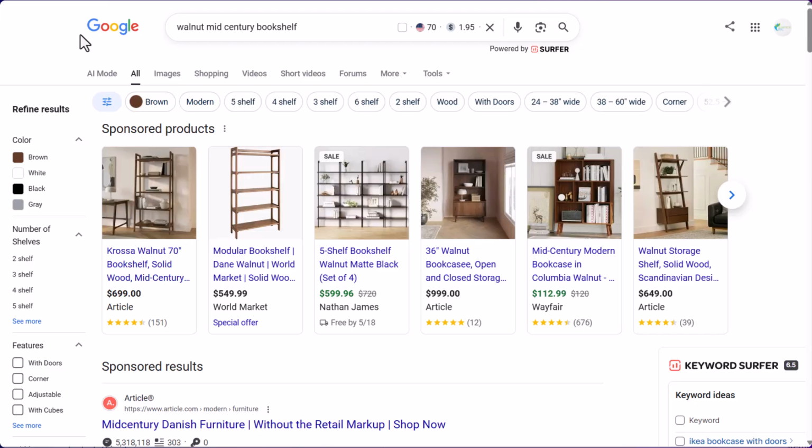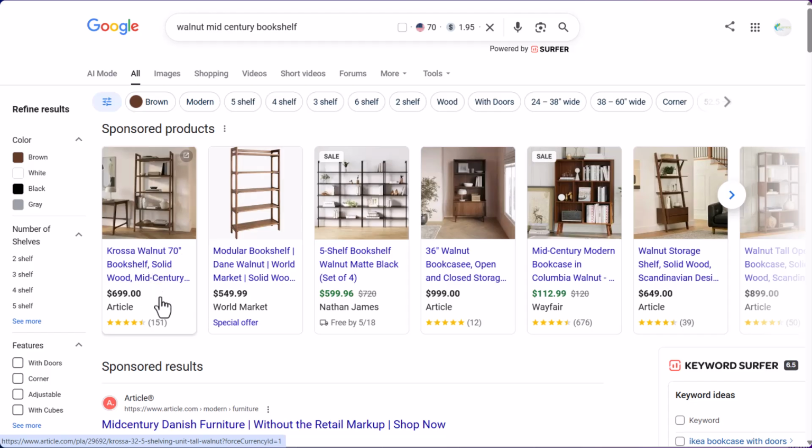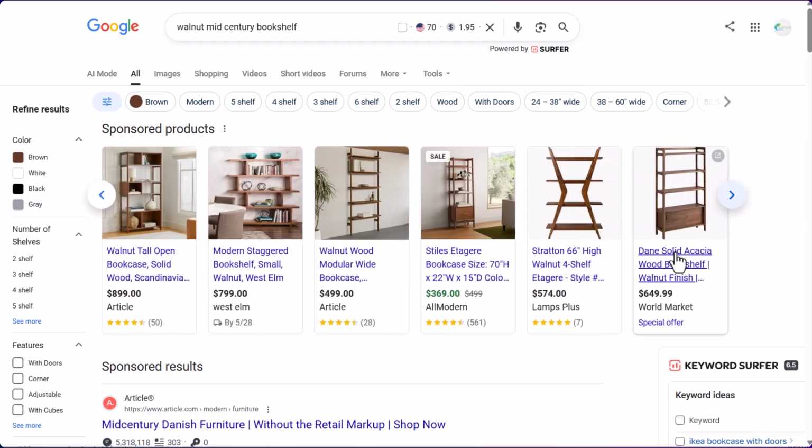Now, from a search campaign perspective, you can always target the right keywords by saying, okay, let's make sure we're targeting walnut mid-century bookshelf. And you'll see here, solid wood, mid-century, walnut, Dane walnut, World Market, solid wood bookshelf. So tons of competition in this space, obviously. That's why it's always a ton of companies advertising for this. You see a bunch of different ones here, although Article must have a pretty big budget because they have a bunch of ads listed here, but here we have our West Elm ad, modern staggered bookshelf.